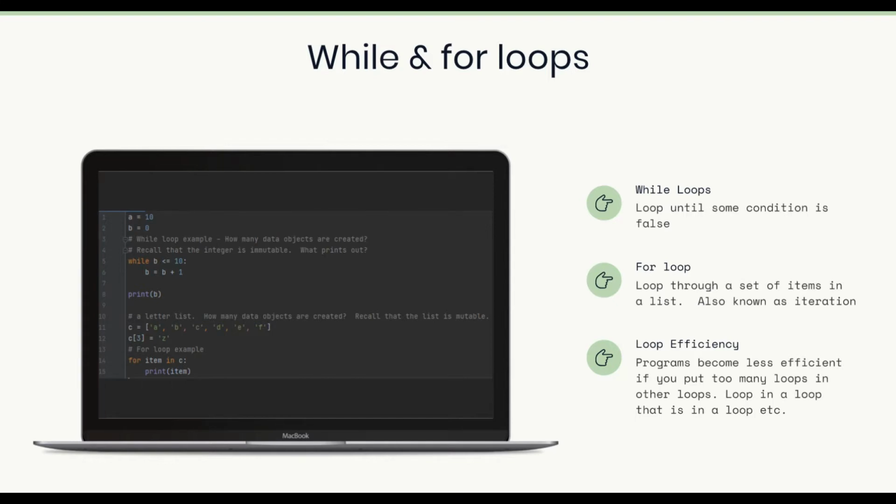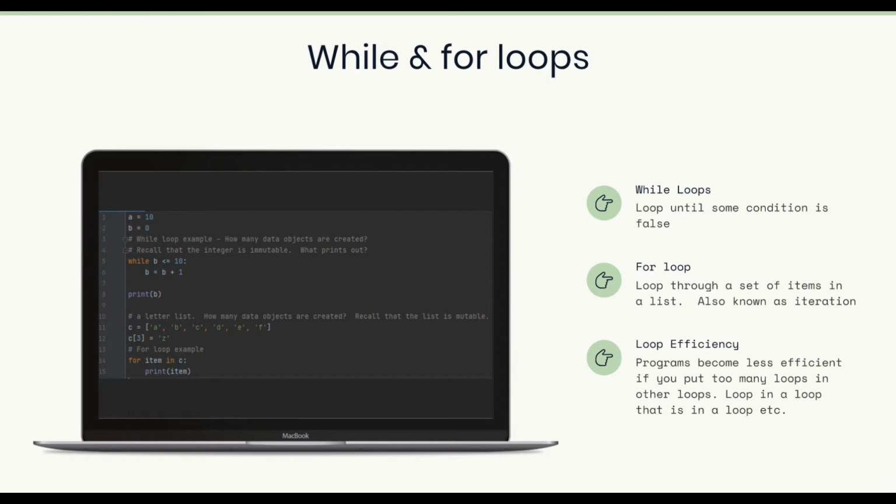So how many data objects were created? Well, we know that the integer is an immutable object. So every time b gets a new value set, a new data object is created. So we're creating either 10 or 11 data objects right there. Recall that the integer is immutable. What prints out? Well, when we print b, b has to be greater than 10 for it to exit the while loop. So that means when b is 11, it will exit, and then we will print out the value 11.